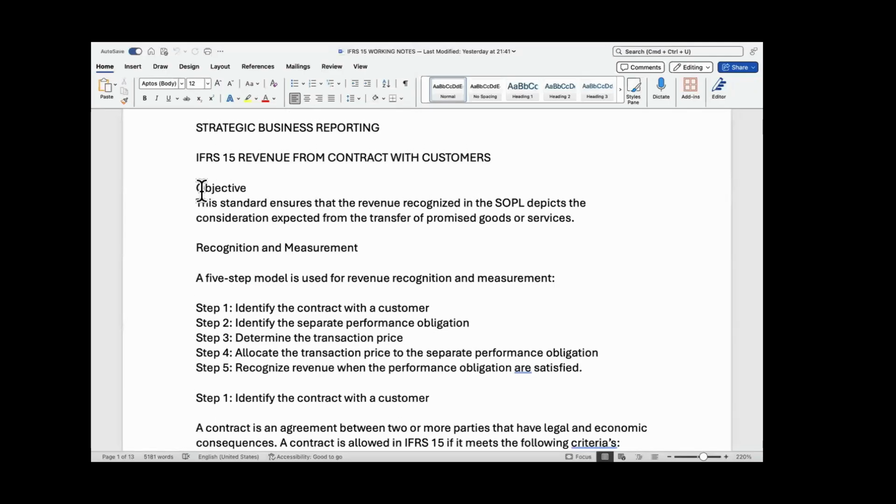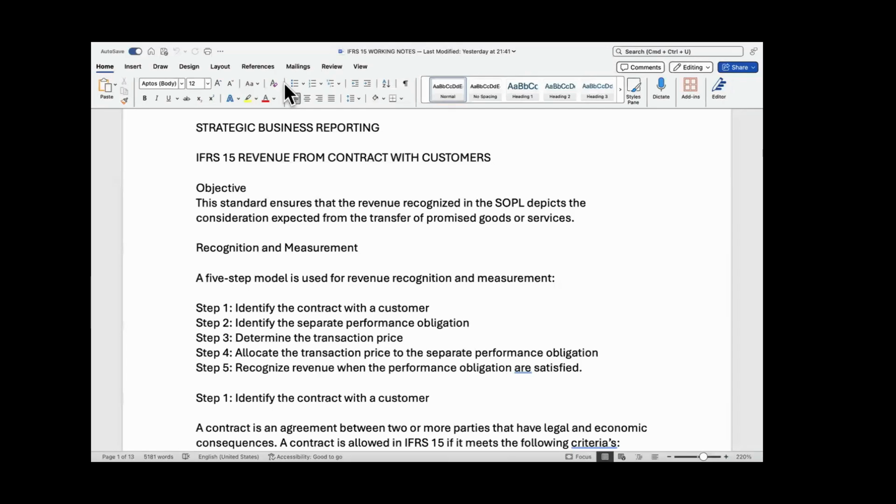we started with the core principle of IFRS 15, looking at the objective of this standard. And we said that this standard is here to ensure that the revenue that is recognized in the POL, the statement of profit or loss, must depict the consideration expected from the transfer of promised goods or services.